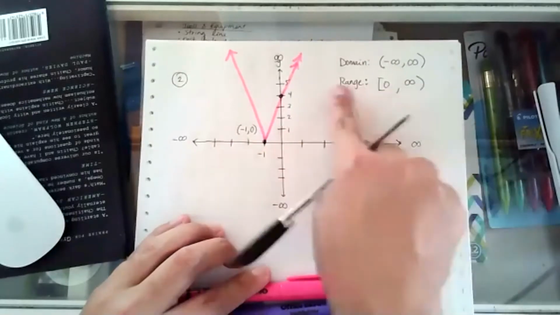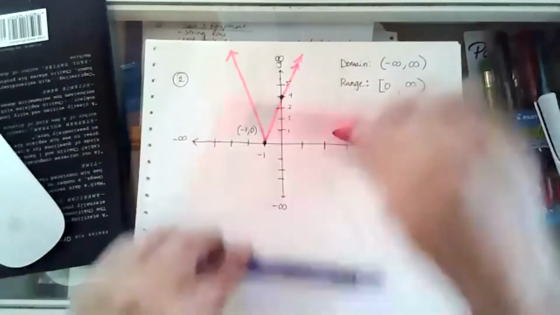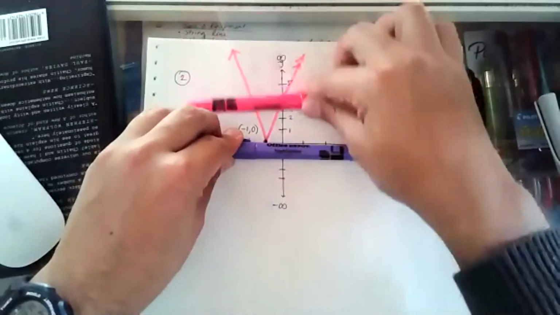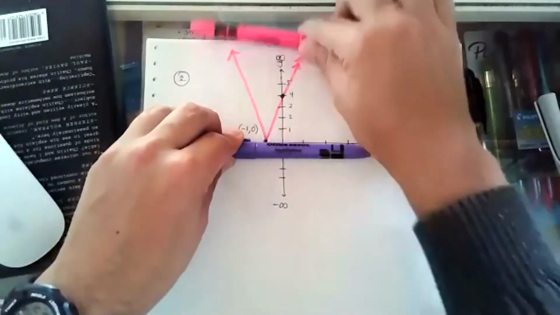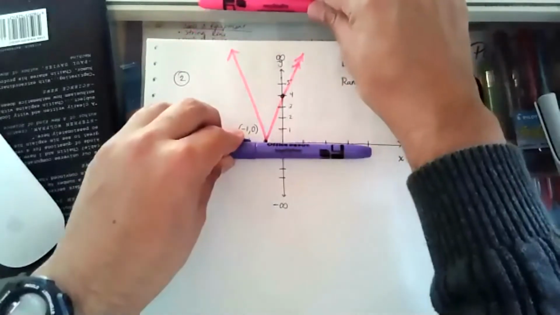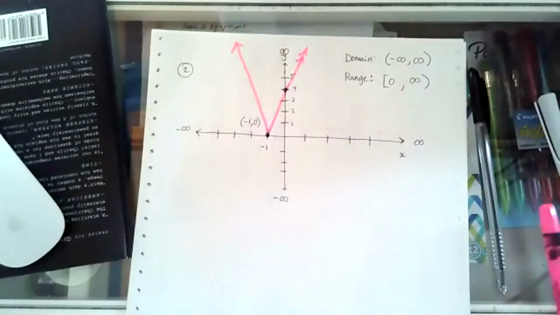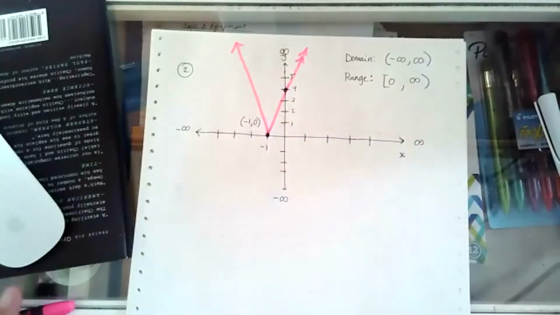And when we're talking about range, we're talking about y values. So the lowest point is a y value of 0. And then the highest point, well, this seems to continue going up in 2 directions. So we would say that that's not bounded above. So the range stops at infinity. Never stops. Okay.